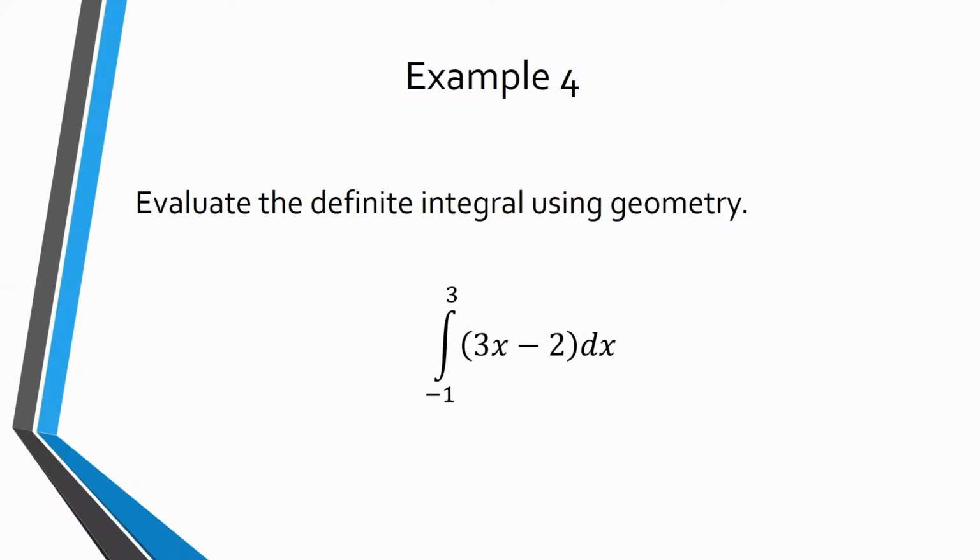Let's take a look at this example. This is example 4. We want to integrate 3x minus 2 from -1 to 3. Notice how I said that. We're going to integrate 3x minus 2 from -1 to 3. That's how we describe what we're doing when we're finding a definite integral. Let's go ahead and do this using what we know about geometry.